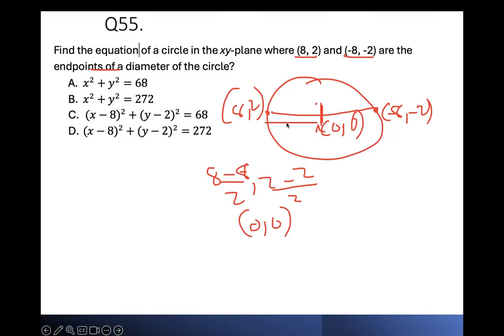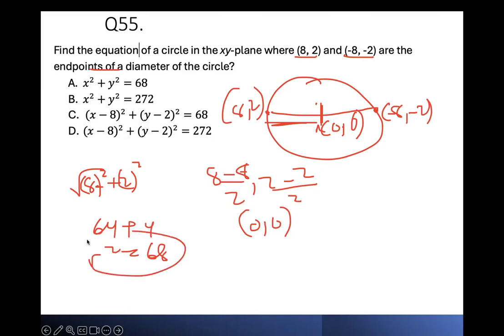Now find the length of this. This is going to give you 8 squared plus 2 squared because the center of the circle is 0, 0. And this is going to be 64 plus what? 4. This will give you 68. So r squared is 68.